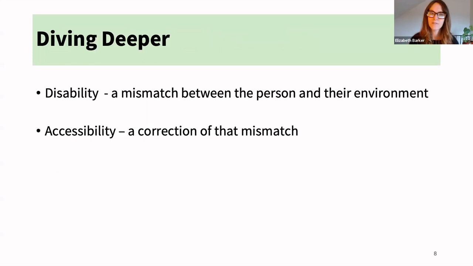All right, again, I said we were going to define that disability. And this is how I like to look at it. This is my definition of disability as a mismatch between a person and their environment. For me, this takes the onus off the person, off the student, and really helps us focus on what it is in the environment that's acting as a barrier. And accessibility is a correction of that mismatch. This is what we want for our students to be successful. We want to see what it is that they know and can do. And in order to remove those barriers, we need a correction of that mismatch.